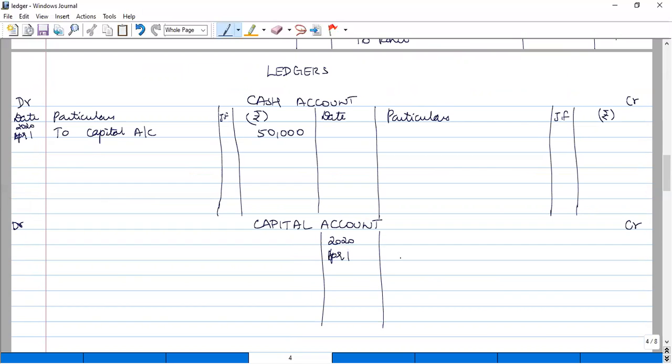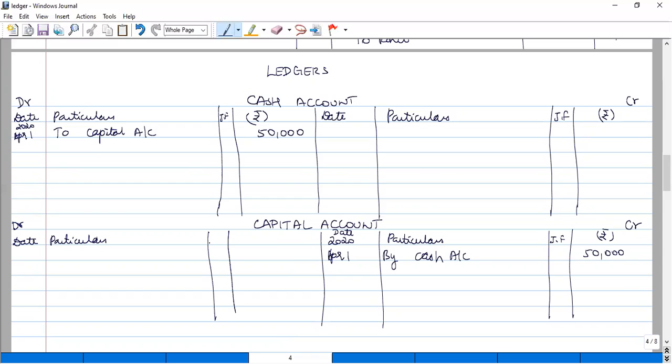Right? And what is the reason for this? Cash has been brought in, but in what form it has been brought? It has been brought in the form of cash. Okay, so by cash account 50,000. Okay, same way for debit side we have date, particulars, then journal folio and rupees column.